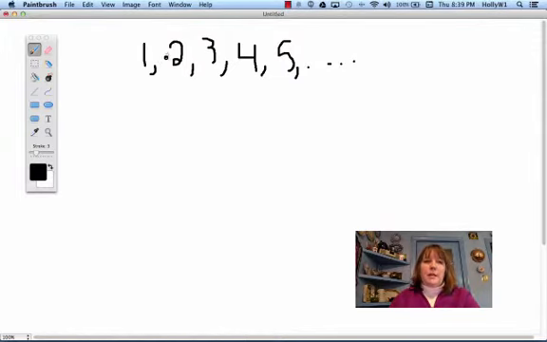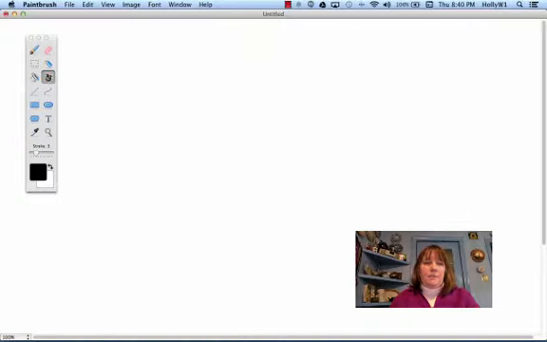A term is each of the numbers in my list. An arithmetic sequence is a list of numbers where you add the same thing to each number to get the next number. So in this case, it's really simple. It's 1. 1 plus 1 is 2, 2 plus 1 is 3, 3 plus 1 is 4, etc. It's a very simple one, but that is an arithmetic sequence.